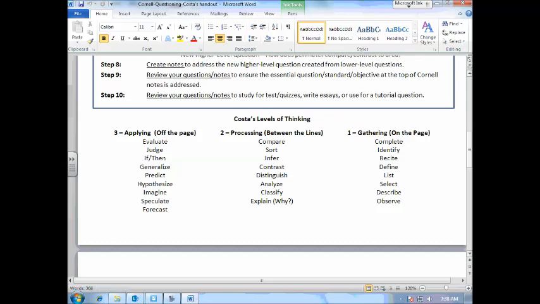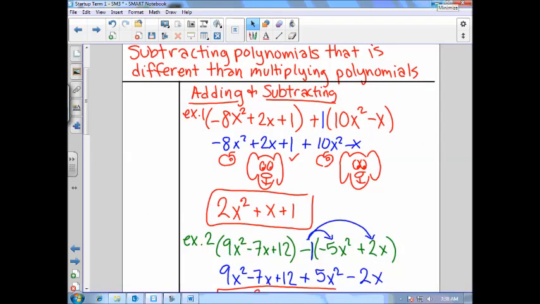So level 2 takes a little bit more thought process. Level 2 asks us to compare, sort, infer, contrast, distinguish, analyze, classify, or explain why. And level 3 is even deeper thought process. Evaluate, judge, if then, predict, hypothesize, imagine, speculate, forecast. Okay? So you have those right in front of you on the bottom of your paper. So can you think of a level 2 or level 3 question, especially those who have done this before? Help us come up with a level 2 or level 3 question for adding polynomials.